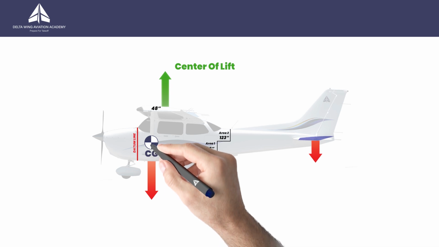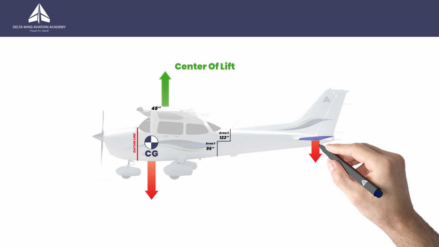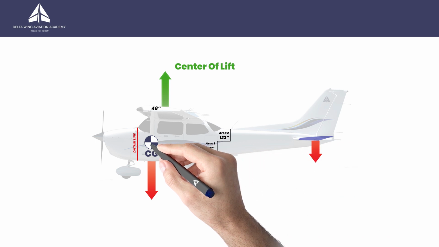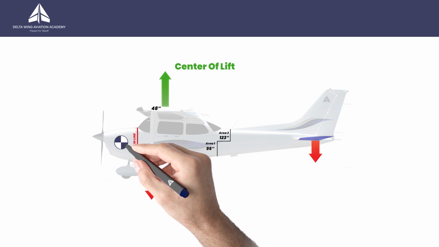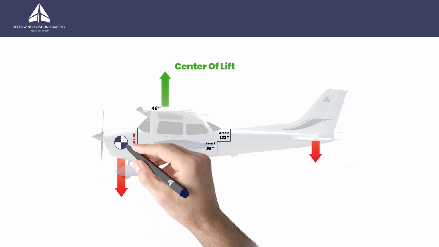Now here, the center of gravity is relatively close to the center of lift, so there's a nose-down tendency, but it's not super large, and we only need a small downforce from the tail to keep the nose from dropping. But what happens if we move the center of gravity forward? It's not normally this far forward, but I'm just exaggerating it so you can see my point. Now the center of gravity is way up here.